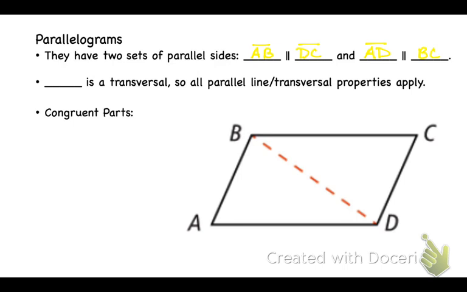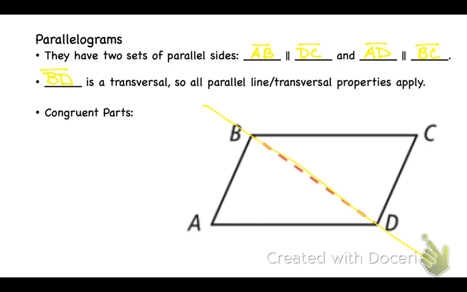Okay, so does it make sense that the opposite sides are parallel? Yeah, because the adjacent sides can't be parallel because they're touching, and the definition of parallel means they never touch, right? Okay. And BD, so BD is what? A transversal. So BD is a transversal of the two parallel lines.